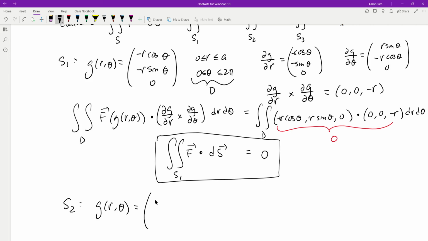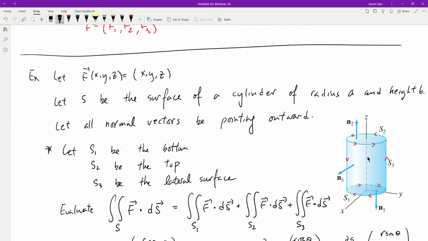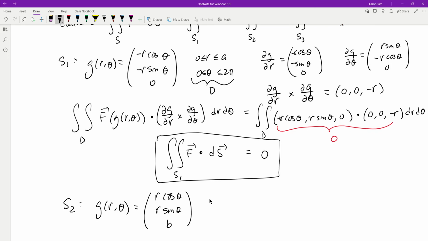So therefore, this one would actually be r cosine theta, r sine theta, but b, because this surface S2 is actually at the height of the cylinder. So the z coordinate should be equal to b. And in this case, our domain would mirror S1: r goes from 0 to a, and theta goes from 0 to 2 pi.